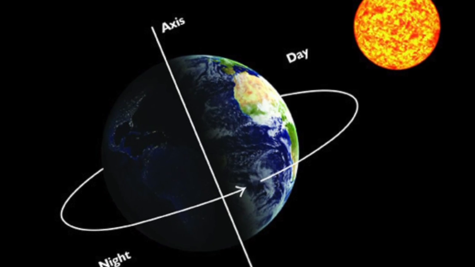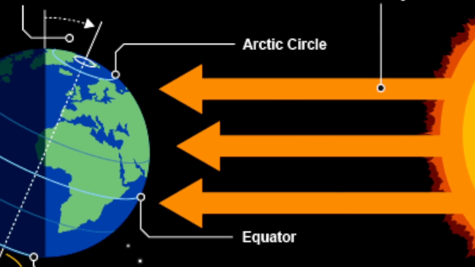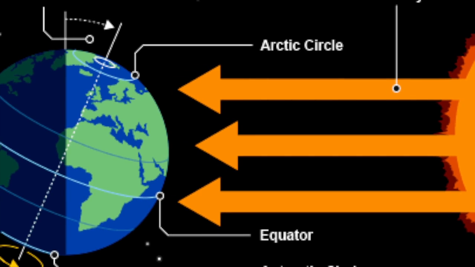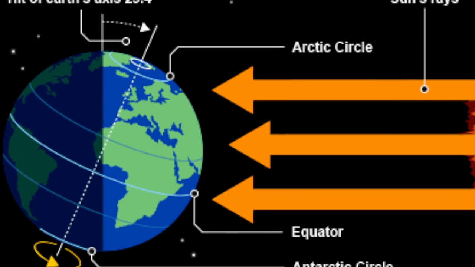Luckily, the Earth is actually tilted on its axis, meaning that the planet receives different amounts of sunlight every day all across the Earth. This also means that some places are going to be warmer than other places. Let's have a closer look.